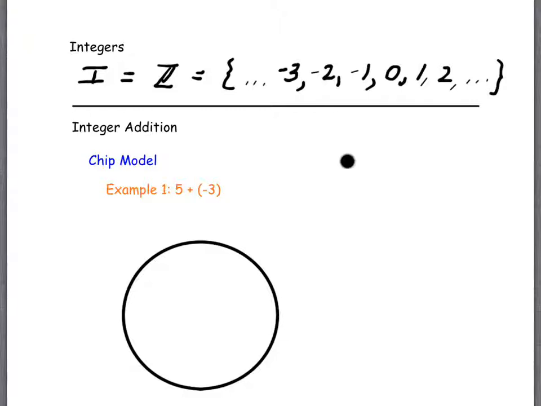This black chip is going to represent a positive 1, and a red chip is going to represent a -1. So the chip model looks something like this. This says 5, so I'm going to do 5 black chips because that 5 is a positive. And then it says plus a -3, so that's 3 red chips. So I'm going to do 3 red chips. And this would be the image of the chip model.